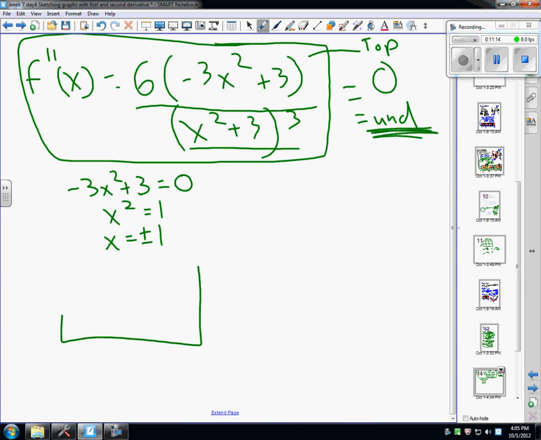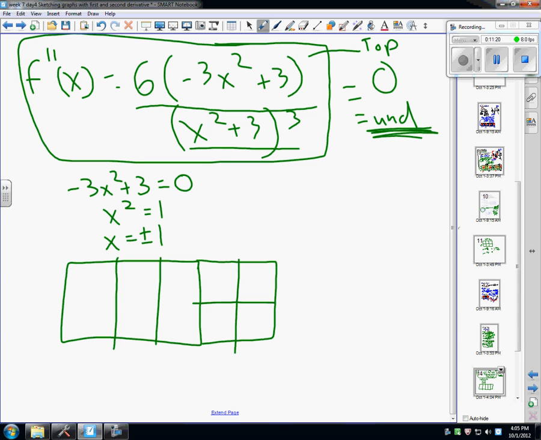So if I set up a boxing here, and I have x equals -1 and x equals 1, and all I'm going to get here is my second derivatives. I know this guy is 0. I know this guy is 0. Now let's do some sign checking here.